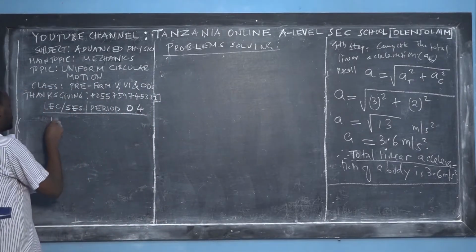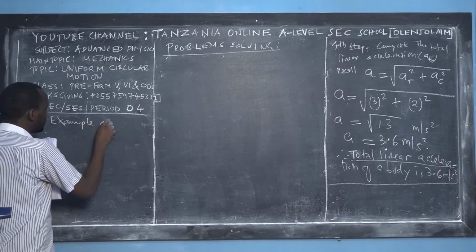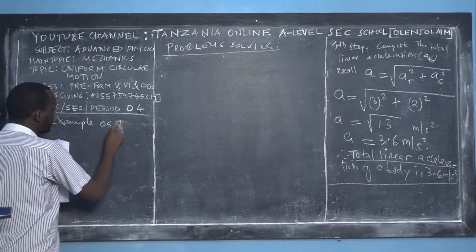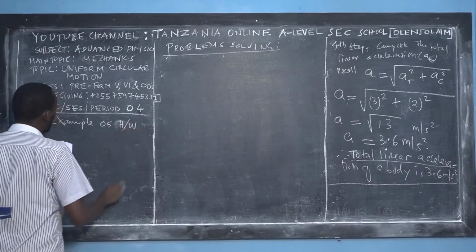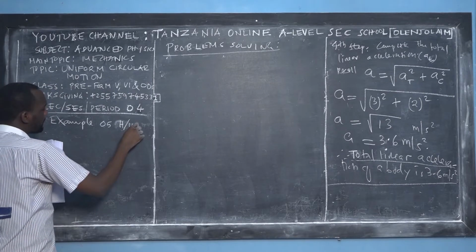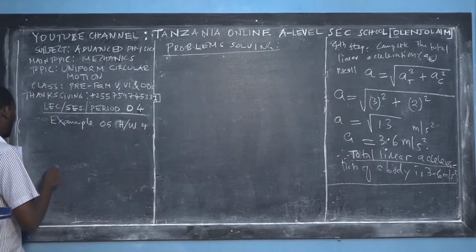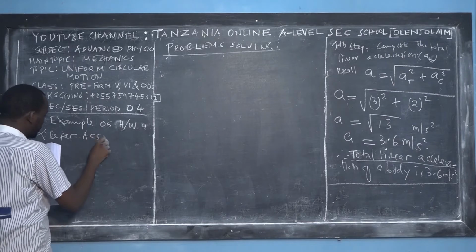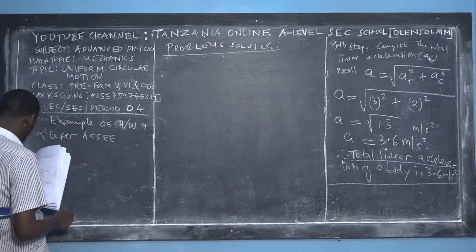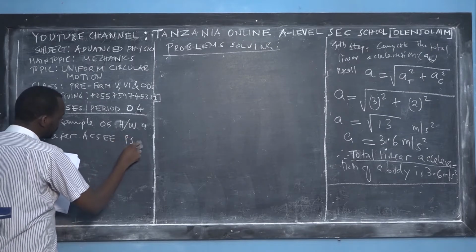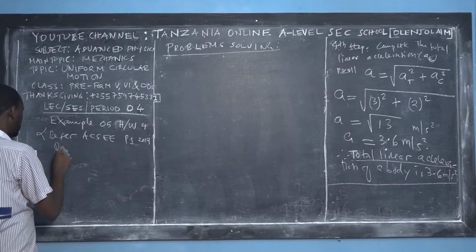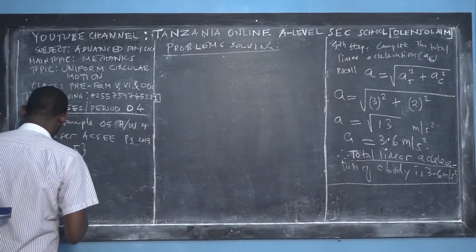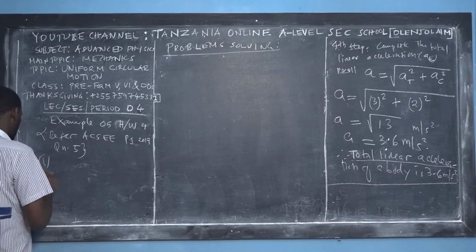So this is example 5. We got this question from the Advanced Certificate of Secondary Education Examination, Paper 1 of 2019, question 5. There are just 3 Romans.